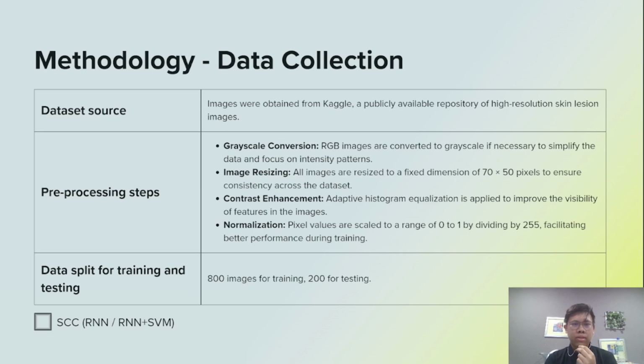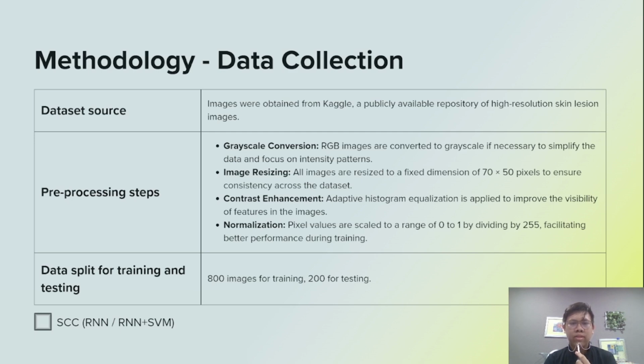Next is the pre-processing steps. There are 4 types of pre-processing steps that we have used. First is grayscale conversion, where the RGB images are converted to grayscale if necessary to simplify the data and focus on intensity patterns. Second is image resizing, where we resize all the images to a fixed dimension of 70 by 50 pixels to ensure consistency across the dataset.